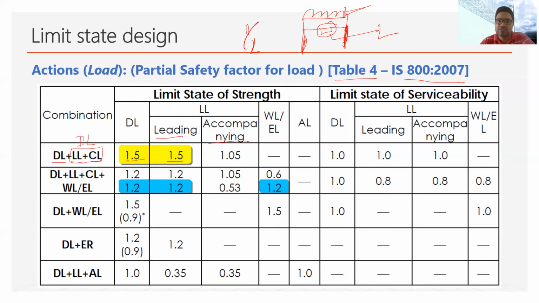So for both these loads, we consider different load factors: 1.5 for the leading load, and for the accompanying load, we may consider a factor of 1.05. Similarly, if we consider more combinations, such as dead load, live load, crane load, and wind load or earthquake load, in that case the load factor can be reduced to 1.2. Okay, so this is how the load factor can be taken from the IS code.